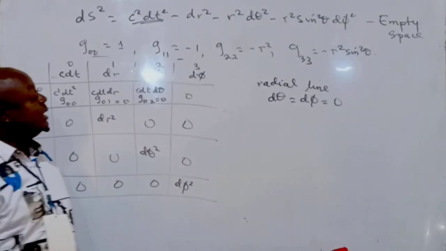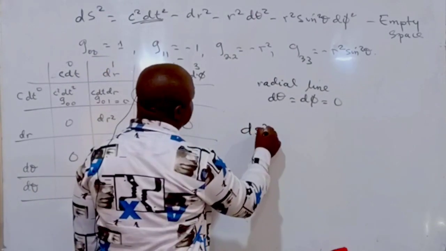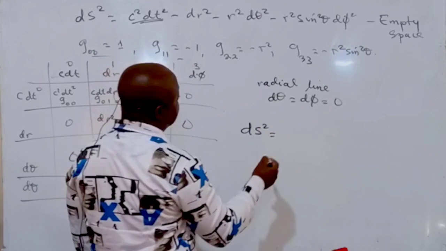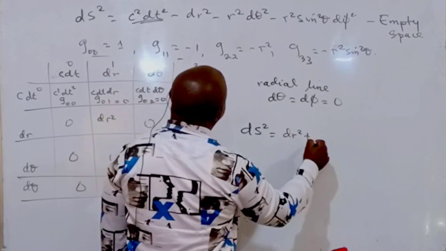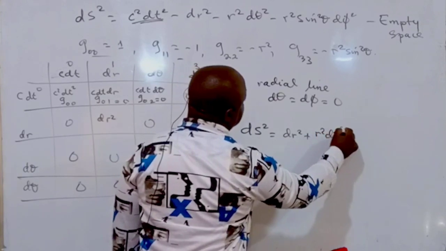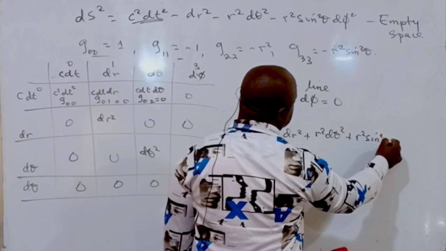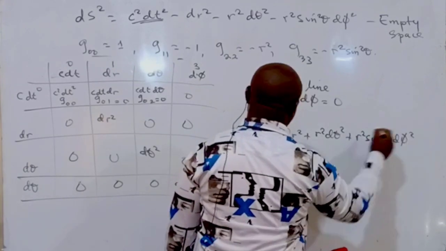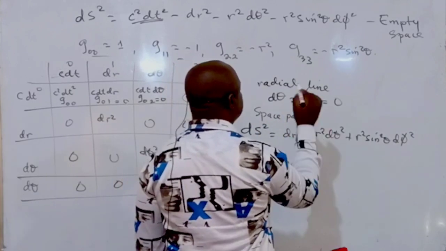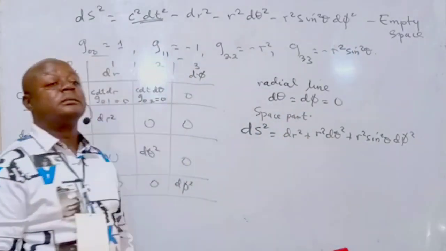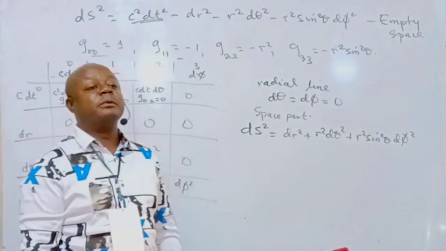So if we consider only the length part of the metric, then what we are saying is that our ds squared will be the same as dr squared plus r squared d theta squared plus r squared sine squared theta d phi squared. We are considering only the space part. Our line element will look like that.